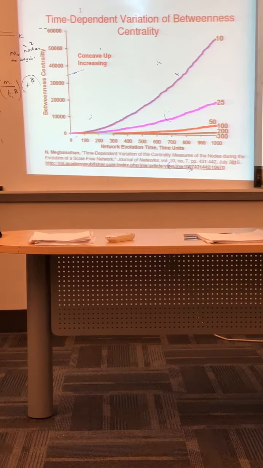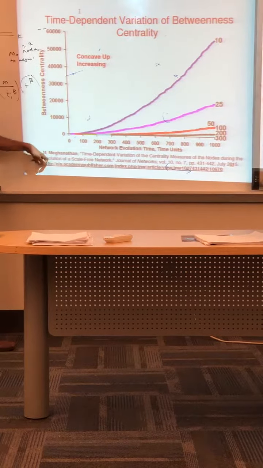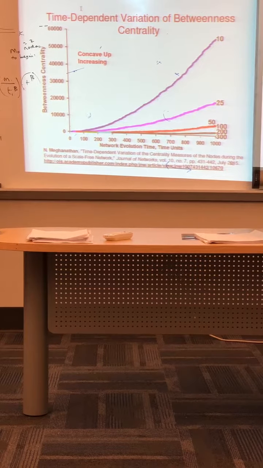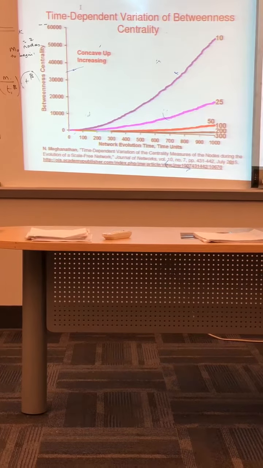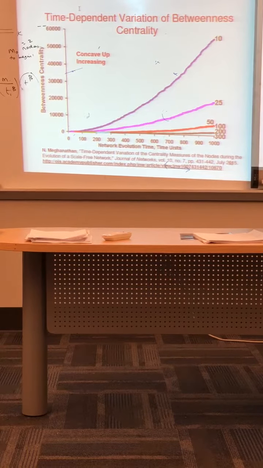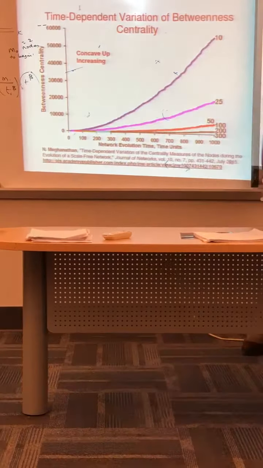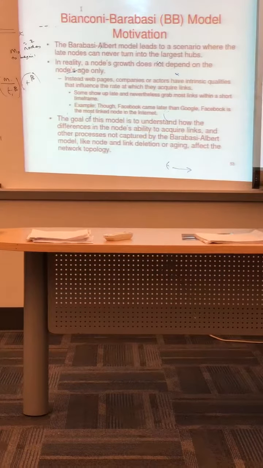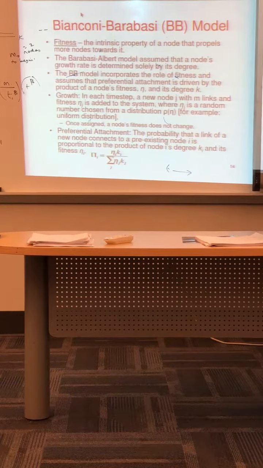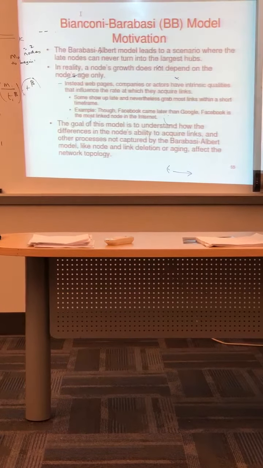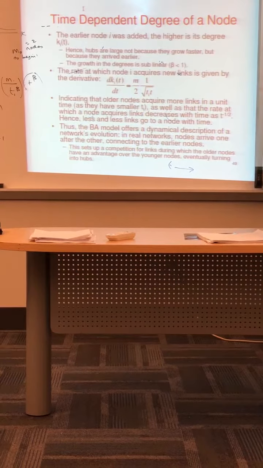If you read this paper, you can also look at the rate of increase or decrease of the other centrality metrics, like eigenvector centrality, closeness, and so on. Any questions so far? So this was the Barabasi-Albert model. Let me make sure if I missed something.